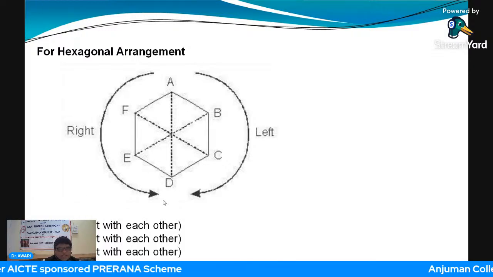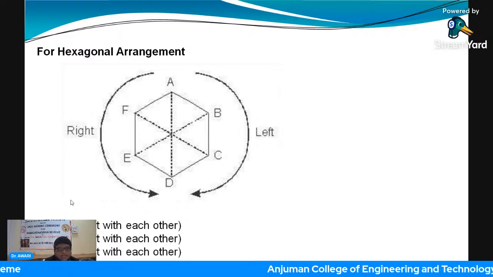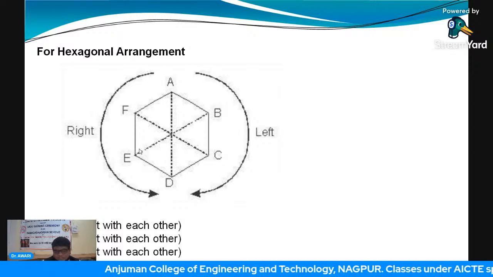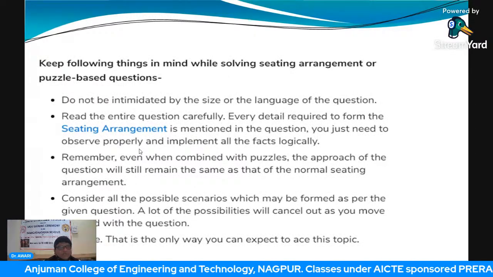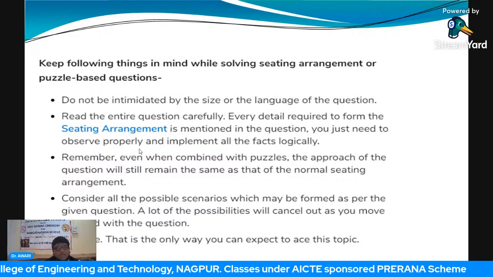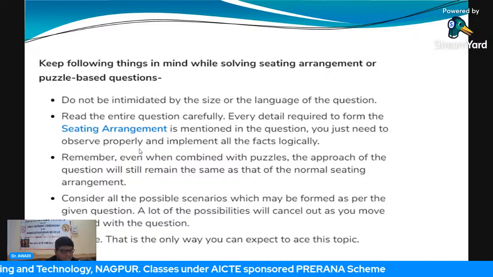So A and D, look at A and D. A and D face each other. B and E face each other, and C and F face each other. So we have to keep the following things in mind while solving sitting arrangement or puzzle based questions.